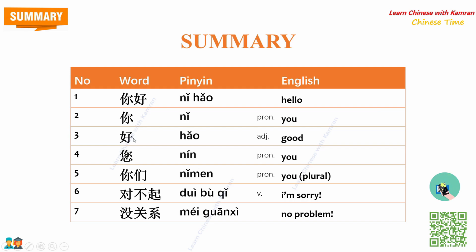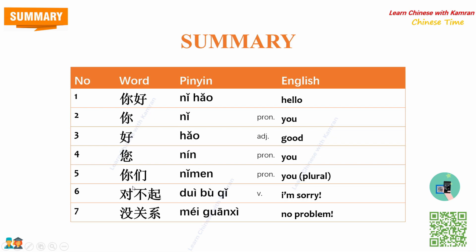Nin. Nin is just like ni, it means you, but nin is used for elder persons whom we respect, like our teachers, our boss, or senior citizens. If you are talking to an older or senior person, whether he's your relative, boss or teacher, you always call them nin hao. You will not say ni hao. This is not polite. You will always use nin hao.